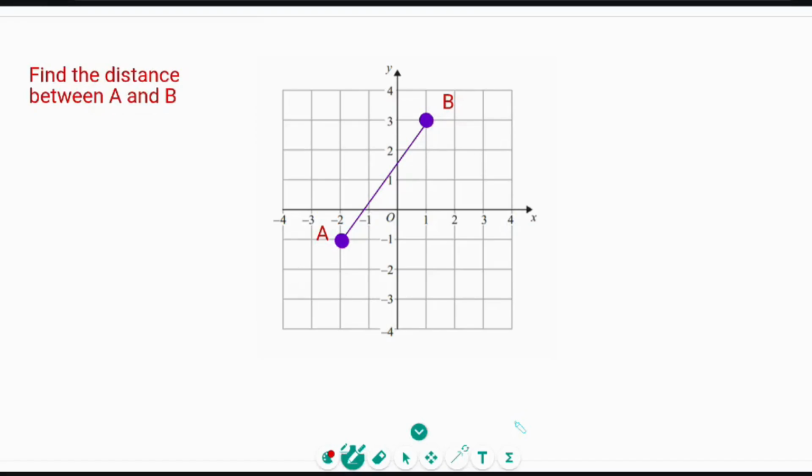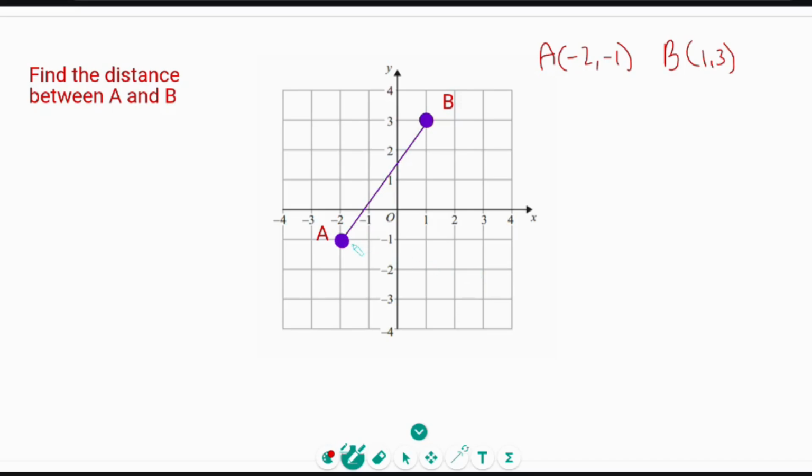The next skill we need for coordinate geometry is to find the distance between two coordinate points. Okay, so I have two coordinate points here, A and B. So just have a look and have a little think about how you might find the length between those 2 points.